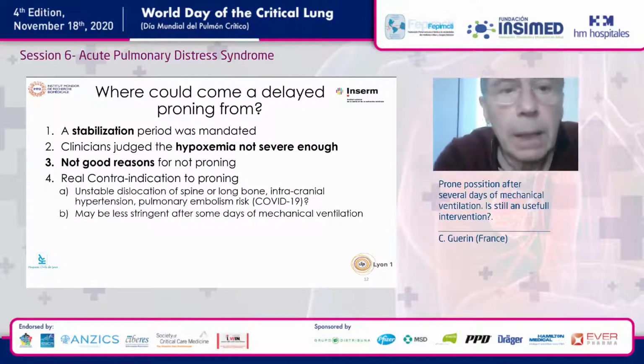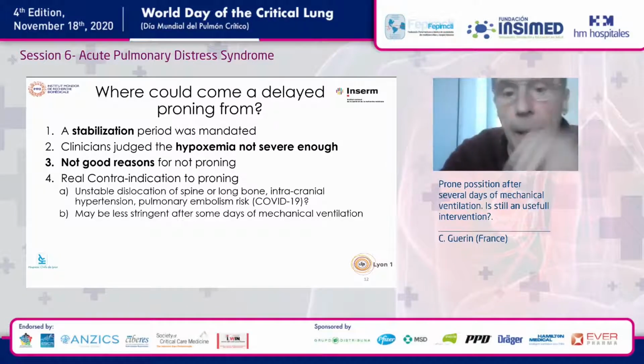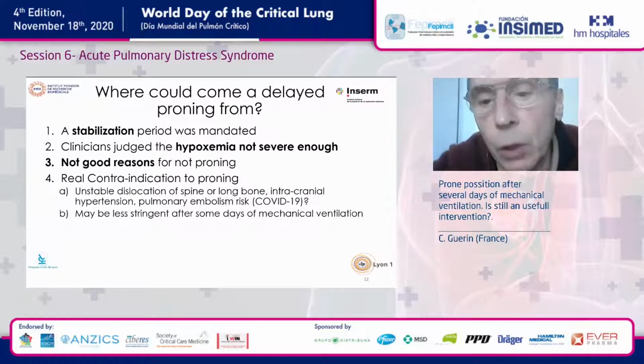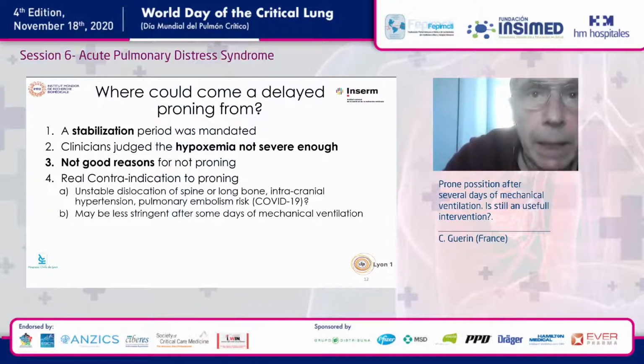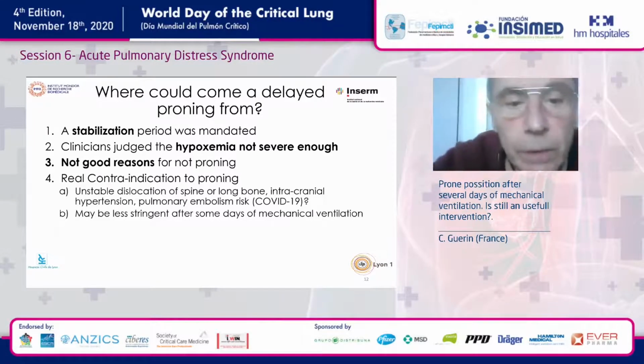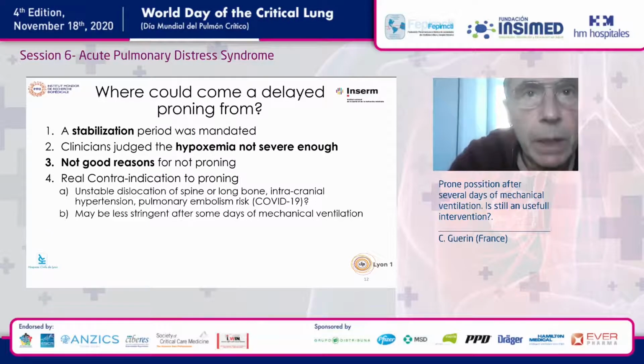A first argument that may explain delaying proning is a real contraindication of proning, and probably the 2 or 3 absolute contraindications of proning are an unstable dislocation of spine or long bone, intracranial hypertension, and pulmonary embolism risk, which was high in COVID-19. But this contraindication may be temporary, because the unstable dislocation may be stabilized by surgery, and the intracranial hypertension may be monitored, managed and controlled, and the same is true for the risk of pulmonary embolism. So it could be that over time, this contraindication moves from an absolute standpoint to a more relative one, and the prone position could be discussed there.